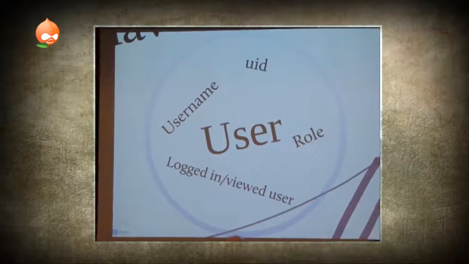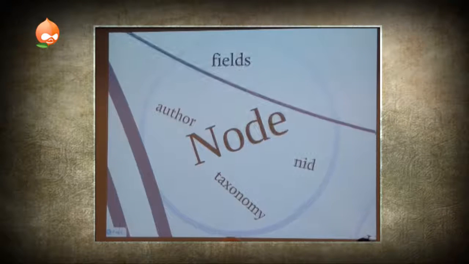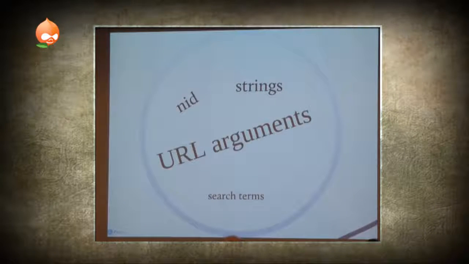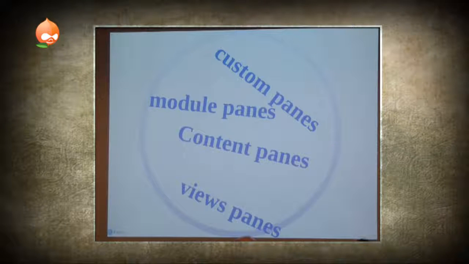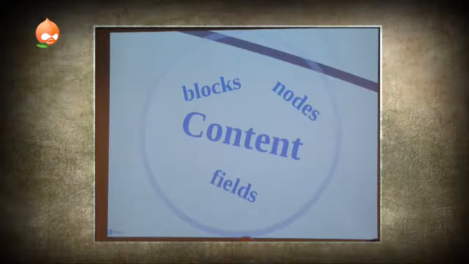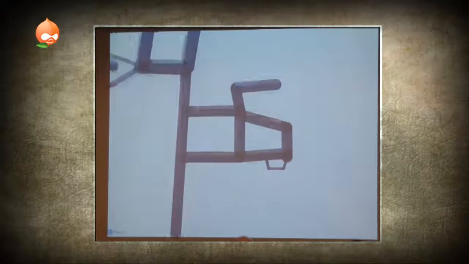What are examples of context? Well, the user: their role, their user ID, their username, logged in or not, whether or not you're looking at a particular user, the node you're looking at, nodes that are related to the node you're looking at, the author, the fields, the node ID, taxonomy terms, URL arguments, strings, search terms, and custom contexts that are defined by your developers, and they're therefore incredible. And what do they act on? Well, you can act on the content panes, which are module panes, custom panes, views panes, blocks, nodes, content, fields. I'm trying to really wow you guys. You blend it all up and you get a spigot.